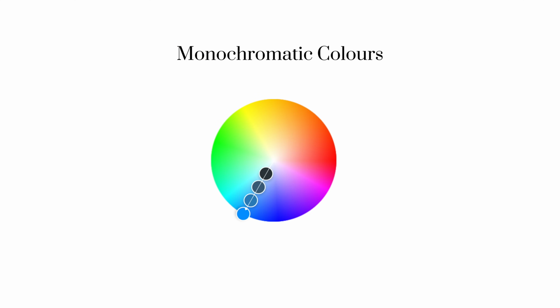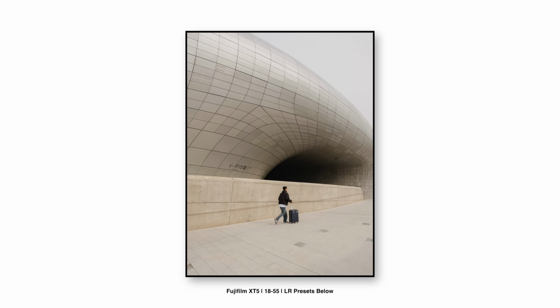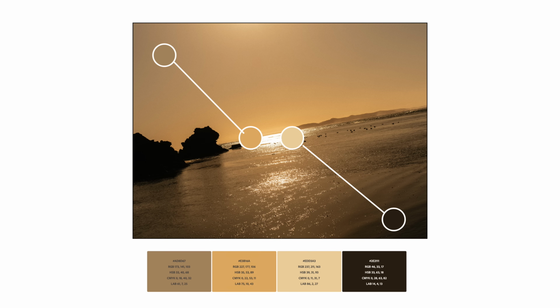Next, we have monochromatic color schemes, which involves using variations of a single hue. This can include different shades, tints, and tones, creating a cohesive, minimalistic, and elegant look. It's not just about black and white, any color can be used monochromatically. The key is keeping it within the same color family for a clean and minimalistic look.